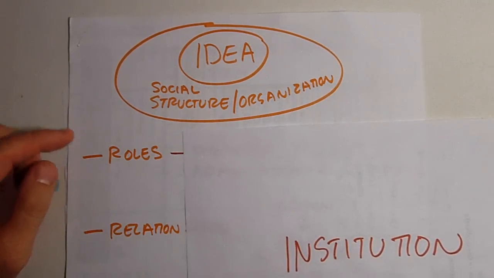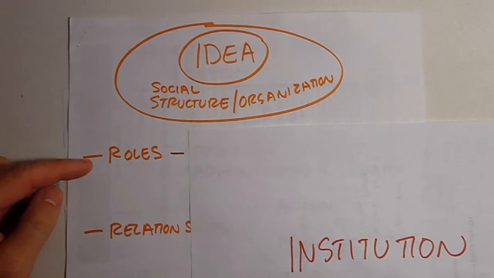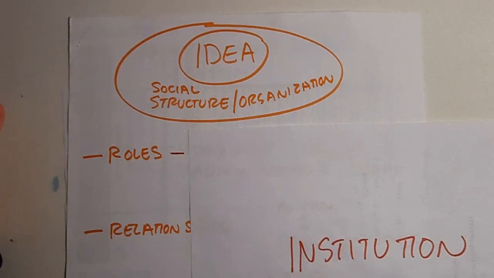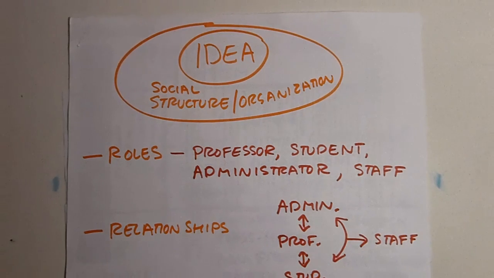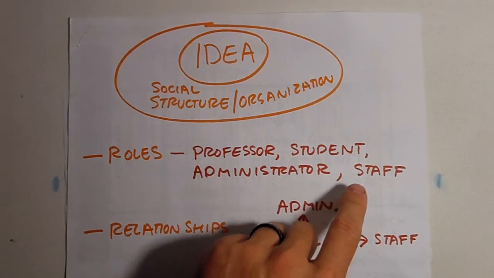Every social institution has roles and relationships between those roles. These roles exist to help to accomplish the idea around which the institution has been formed. A perfect example of a social institution is that of a university. Within a university, we recognize the roles of professor, student, administrator, and staff.